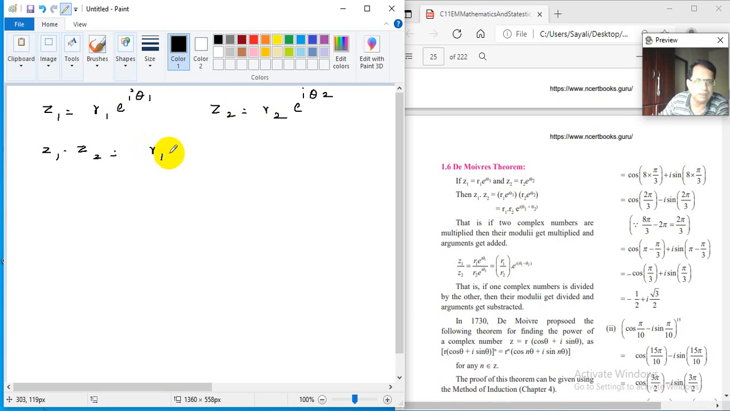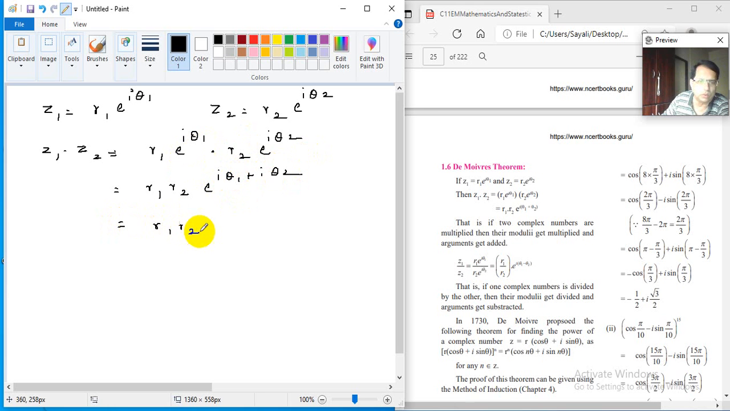It will be R1 e raised to i theta 1 into R2 e raised to i theta 2. So the product will be R1 R2 e raised to i theta 1 into e raised to i theta 2. Whenever the base is the same, multiplication is addition of powers. So it will be e raised to i theta 1 plus i theta 2. Finally you will get R1 into R2 e raised to i into bracket theta 1 plus theta 2.